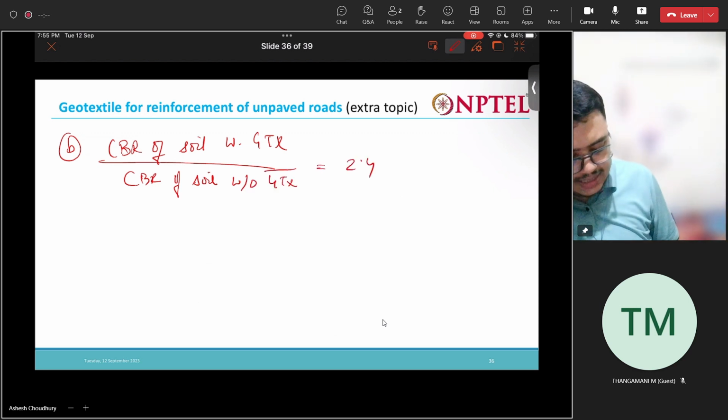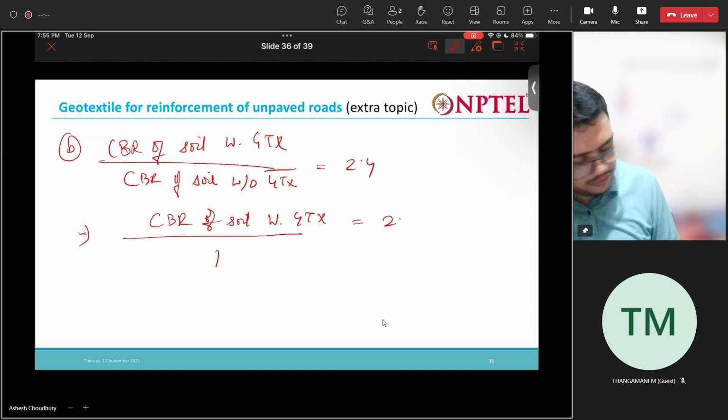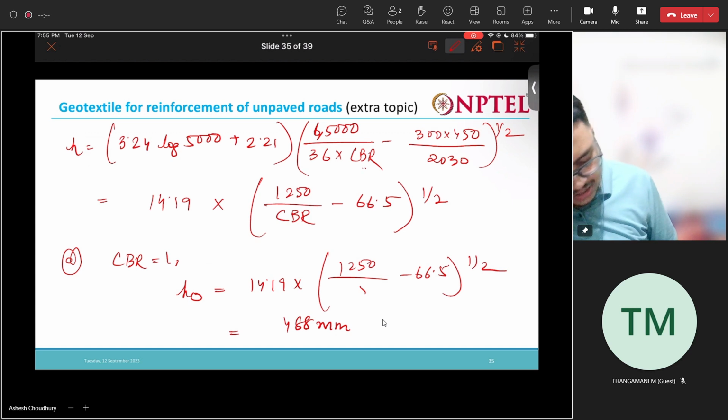Now what is the CBR of soil without geotextile? This is 1, given in the question. So CBR of soil with geotextile comes out as 2.4. Therefore you can put 2.4 here and get H.